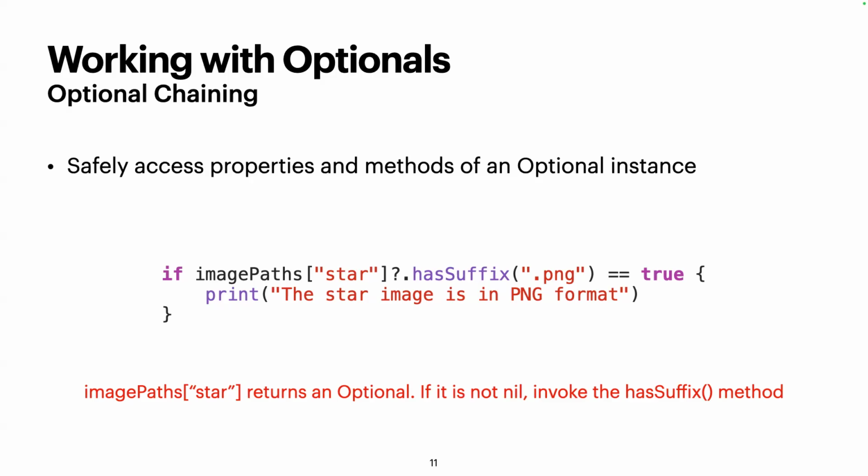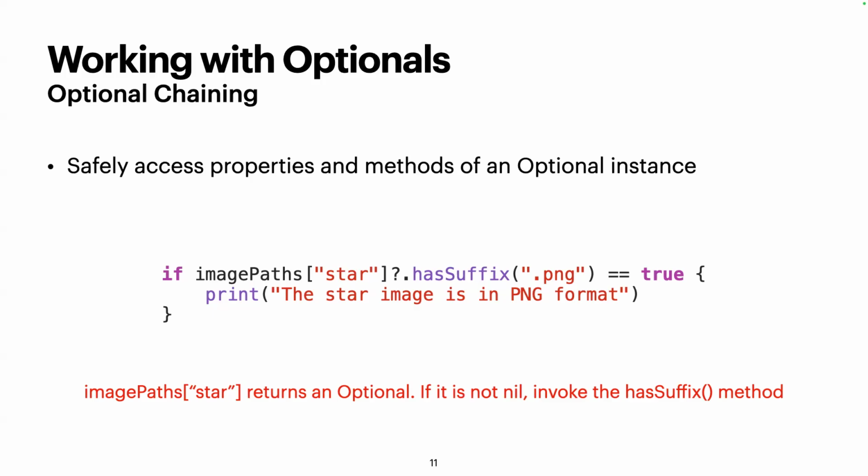So what happens if this is nil? What happens if there is no value associated with this key? Then it will just skip and continue onwards. So this is really safe for accessing properties or methods of an optional instance.